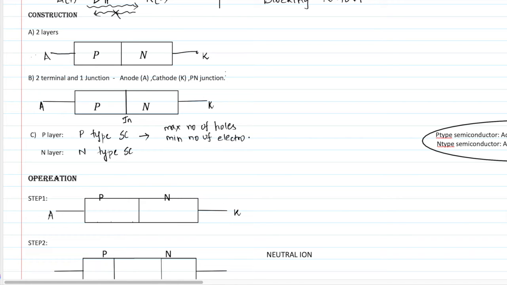Holes we will indicate as plus and electrons we will indicate as minus. Okay, so here also n layer, it's just opposite. You will have maximum number of electrons and minimum number of holes. It is just opposite, minus, and this is plus.